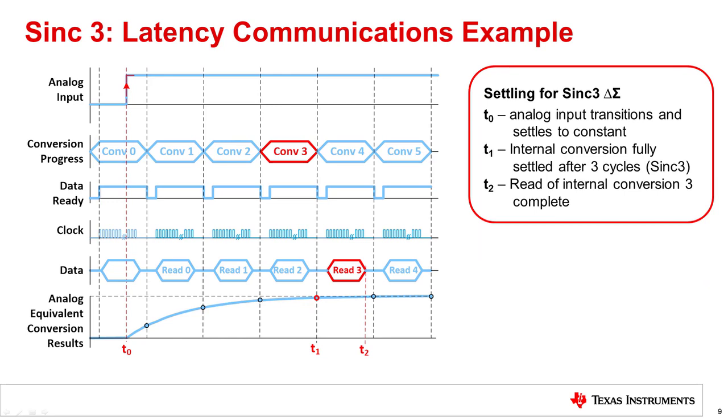Here is a Sync 3 low latency filter timing diagram. This example is very similar to the last one, except that the latency is 3 conversion cycles instead of 1. In this case, the step is applied during conversion cycle 0. It takes 3 full conversion cycles to settle, so the internal ADC is settled at the end of conversion 3. Once settled, the data for the conversion needs to be read by the microcontroller.